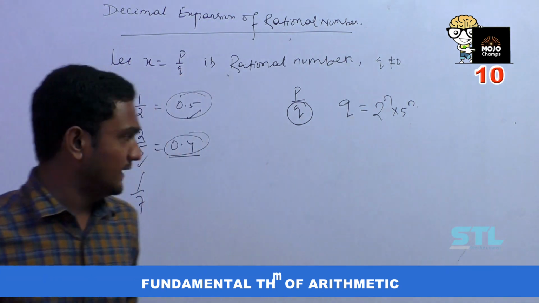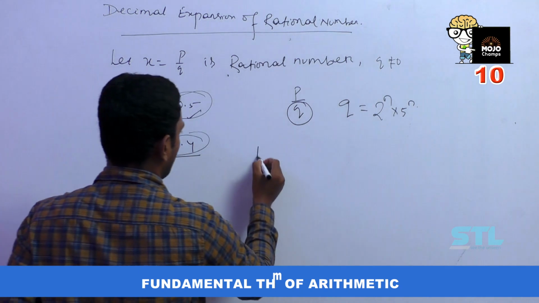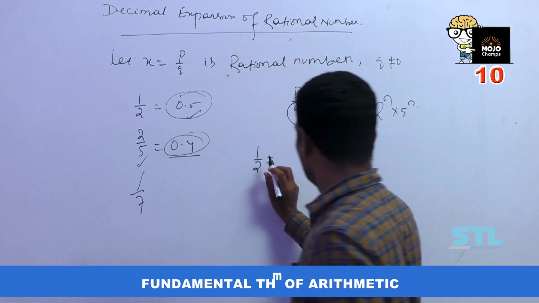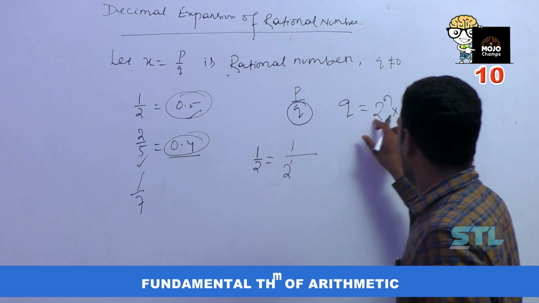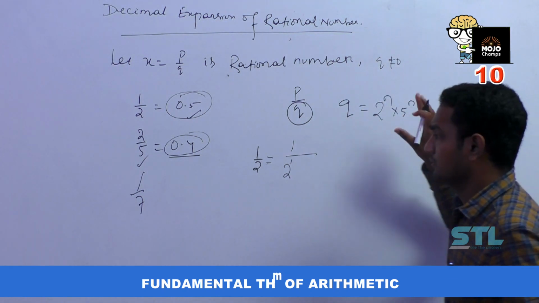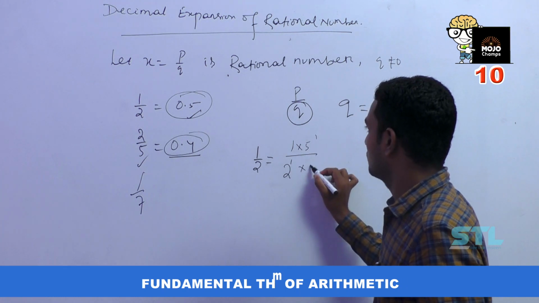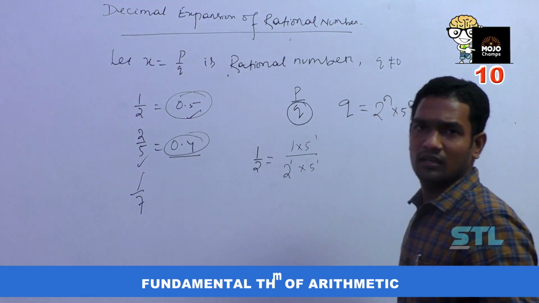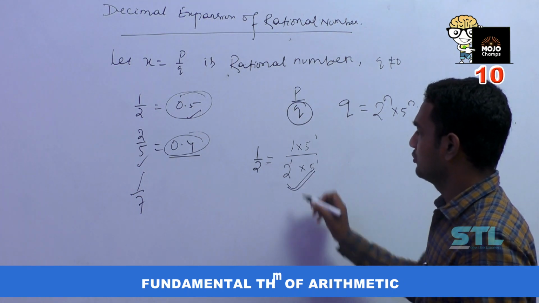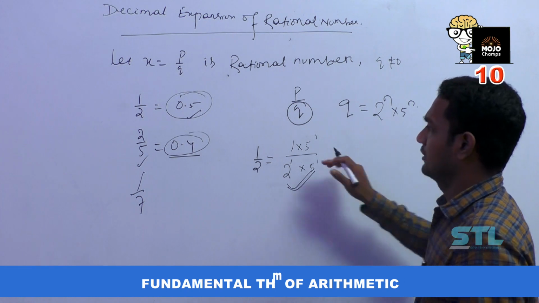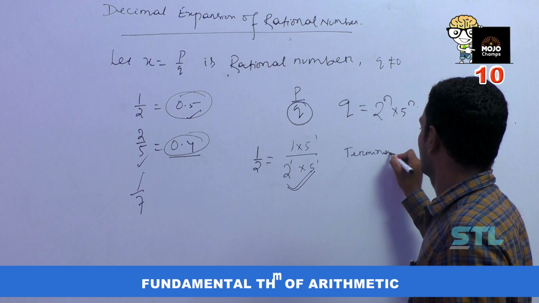So here, first I have taken 1 by 2. You see that it is already 2 to the power n. I need 5 to the power n. So what I will do here is multiply by 5 to the power 1 in the numerator and denominator. Yes, it is being converted into 2 to the power n and 5 to the power n. So it is terminating.